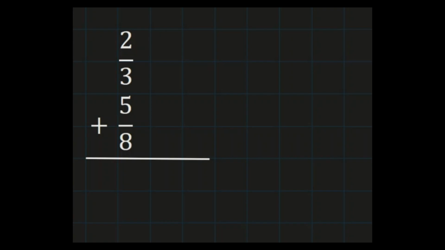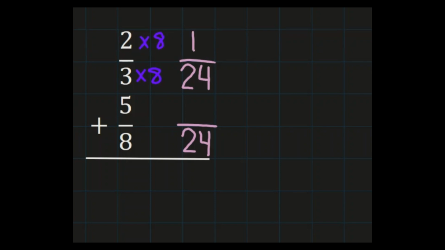For our next example, we have 2/3 plus 5/8, and I'm going to use that same method of multiplying my denominators together to come up with my common denominator. So my denominators of 3 and 8, 3 times 8 is 24, so I can use 24 as that common denominator. So to make my equivalent fractions, I multiply the 3 by 8 to get to 24. So I need to multiply my numerator of 2 times 8 to get my numerator in my equivalent fraction. 2 times 8 is 16.